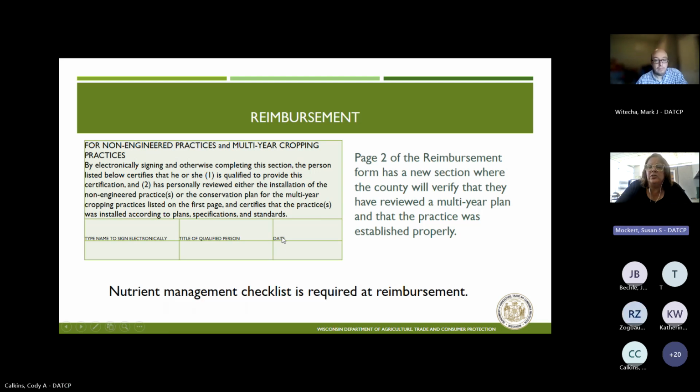In earlier documents, you would have seen that we had harvestable buffers listed as a structural or bond practice. Upon further discussion, we've decided that we're going to switch that to a SEG practice. So it is going to be a SEG practice, which means a nutrient management checklist is required at the reimbursement. And it gives more flexibility for the amount of funding that may be required to establish some of these buffers. I think that's it, Cody.